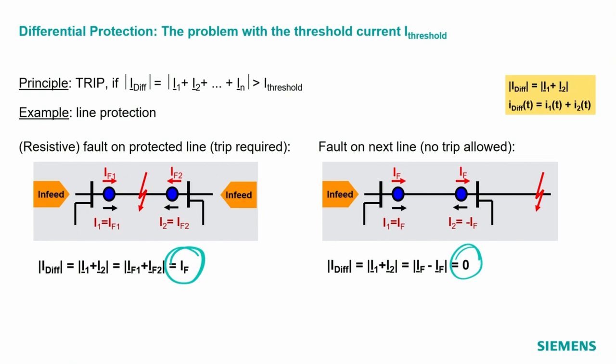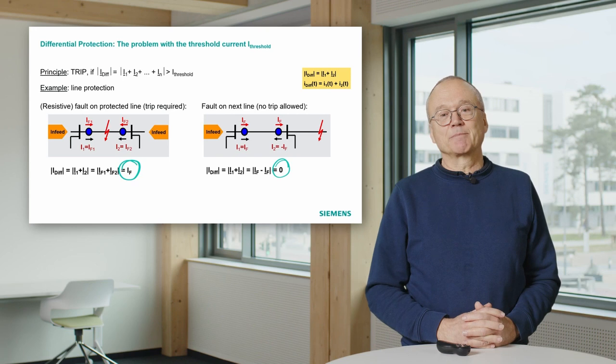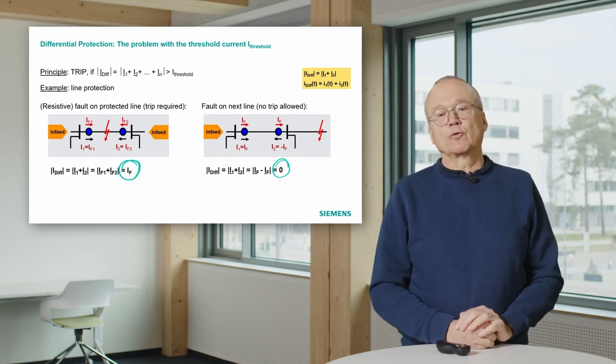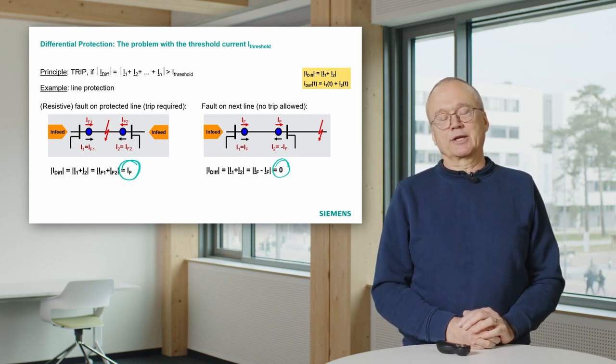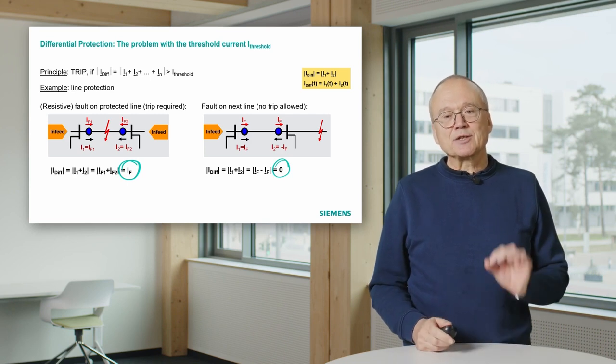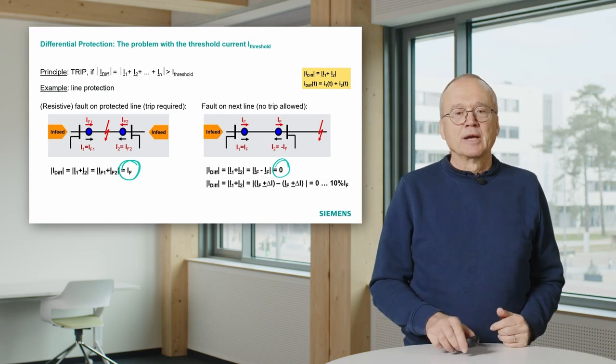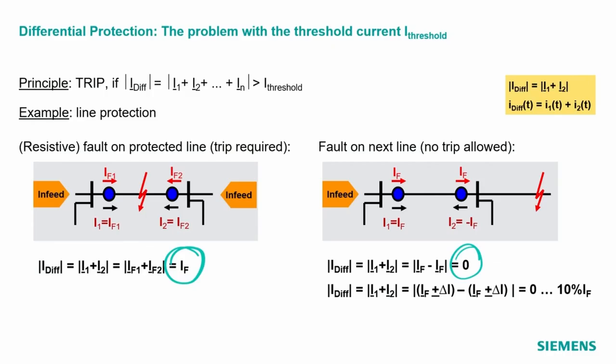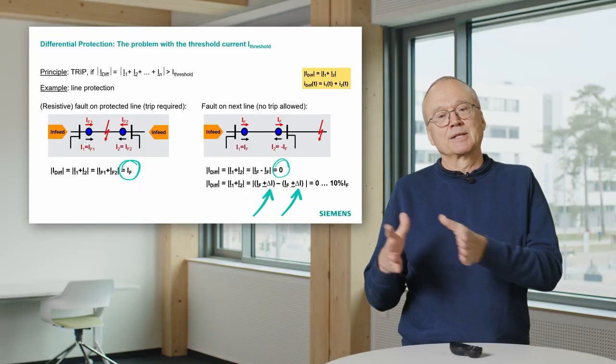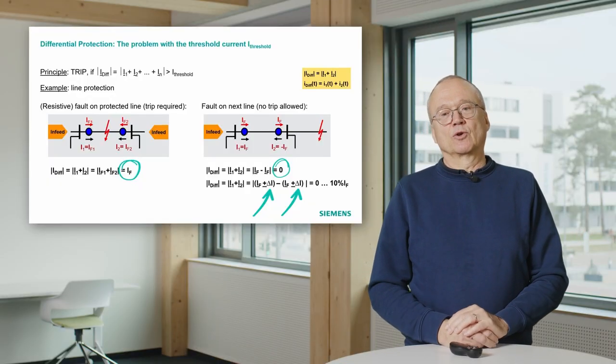But in real life, of course, it will not exactly be 0. In real life, we will, for instance, have measuring errors in our current transformers. And that means the measurement on both sides will not be exactly the fault current. It will be, as indicated here, the fault current plus or minus a certain measuring error. I call it here delta I. As long as the measurement error is the same on both sides, it will have no impact. The differential current will still be 0.